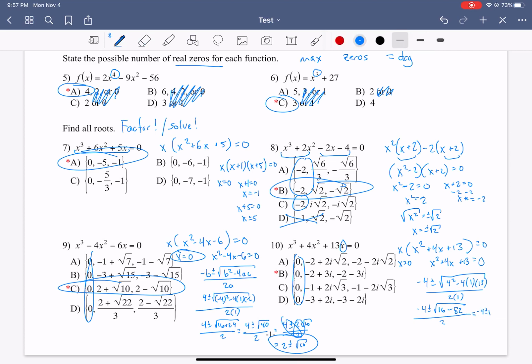So -4 plus or minus the square root of 16 minus 52, which is -36, all over 2. So we get -4 plus or minus, and that will give us 6i all over 2. And then we can simplify that 2 out. So we get negative 2 plus or minus 3i. So remember, we have that 0 here, and then these two zeros here, negative 2 plus 3i and negative 2 minus 3i. So the correct answer is B.